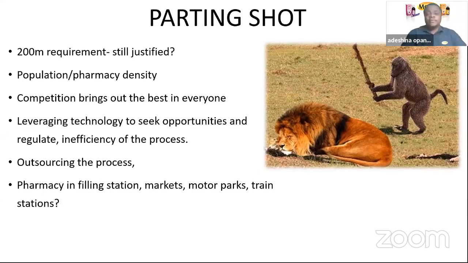So retail location analysis, site analysis, is a very thorny issue in pharmacy.